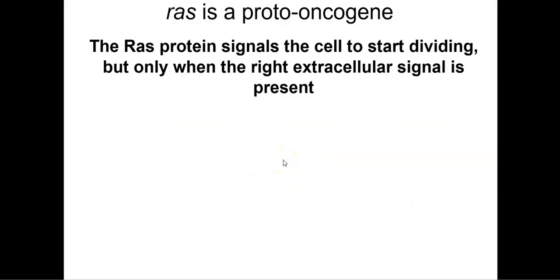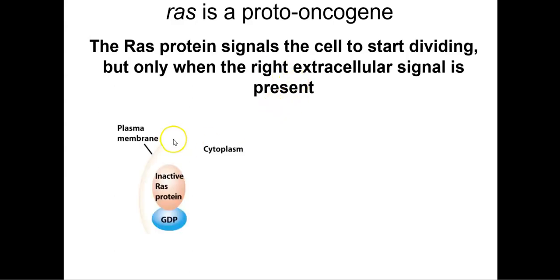Okay, so RAS is a proto-oncogene. And so this proto-oncogene's job is to say go, right? To continue the cell through the cell cycle. So the RAS protein signals the cell to start dividing. But this only occurs when we get the proper extracellular signal. So a signal on the outside of the cell. So here's our plasma membrane. The RAS protein is coupled to a GDP. So this is G diphosphate, right? Guanine.